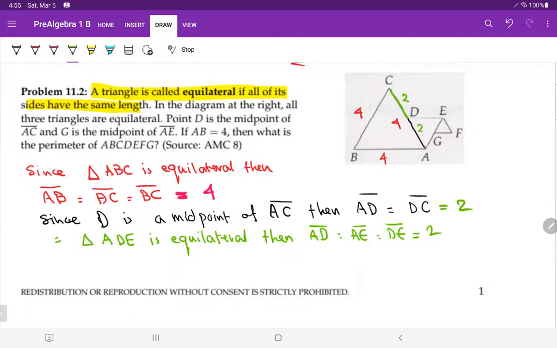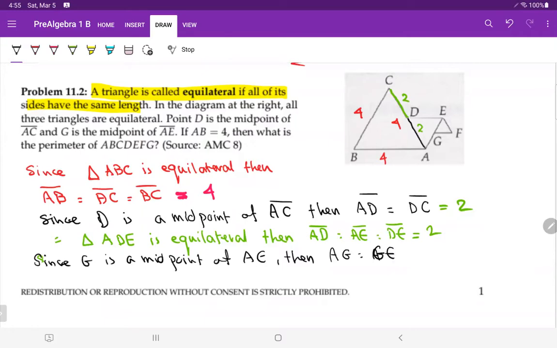The last triangle, again, since G is a midpoint of AE, then AG is equal to GE, which is what? 1. Because this is 2, so this is 1 and 1.